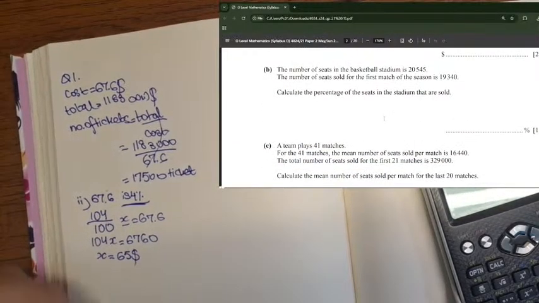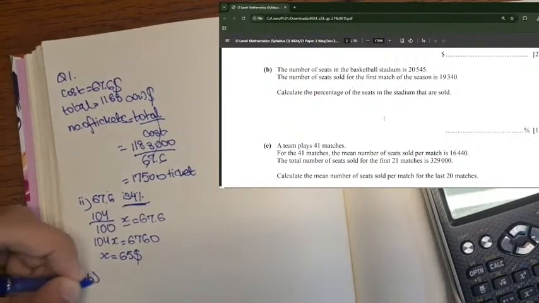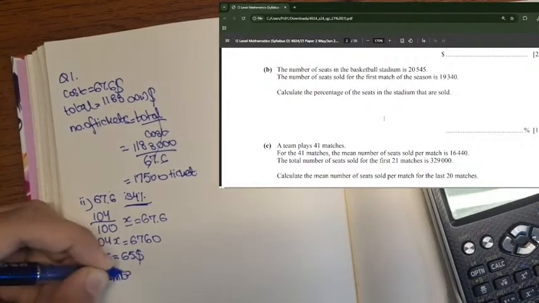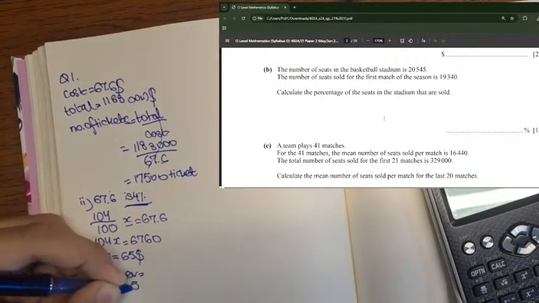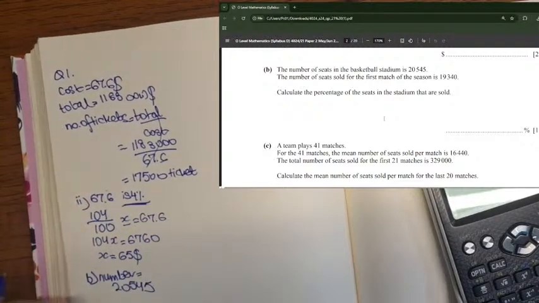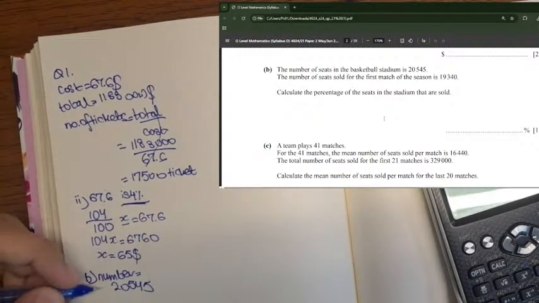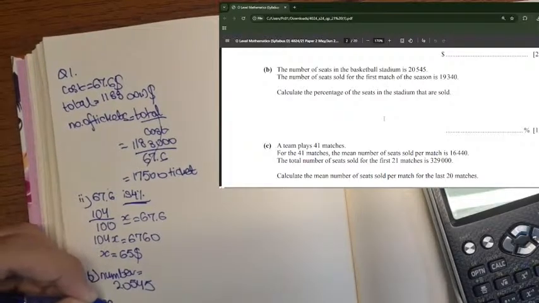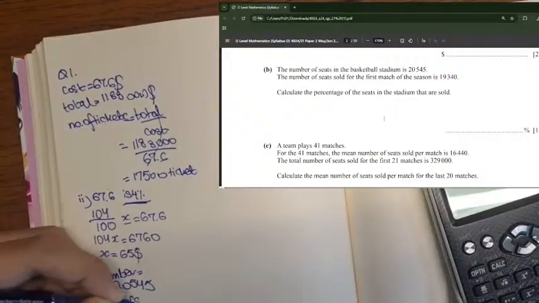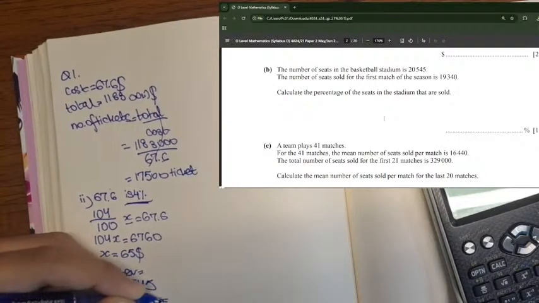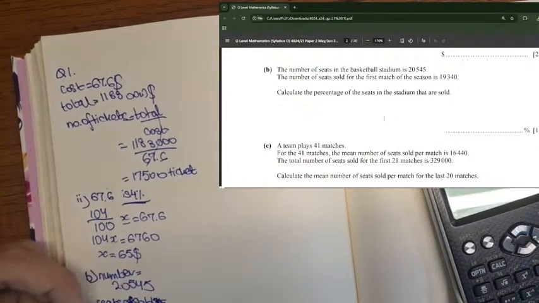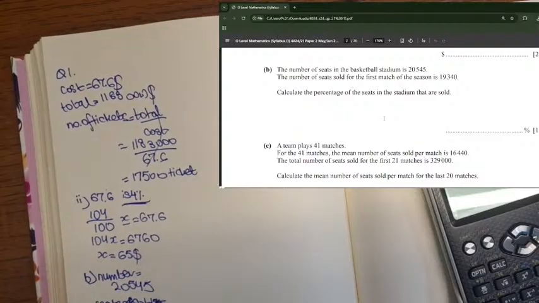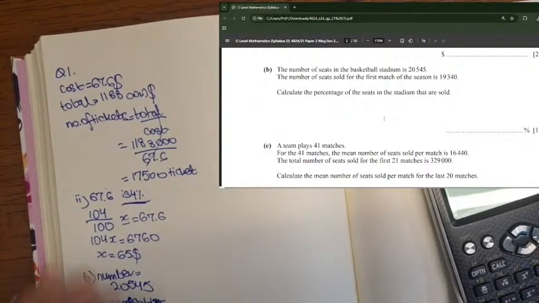The next question is that the number of seats in the basketball stadium is 20,545. The number of seats sold for the first match of the season is 19,340. So this is the total number of seats and this is the number of seats sold. Now they're asking us to find the percentage of seats in the stadium that are sold.